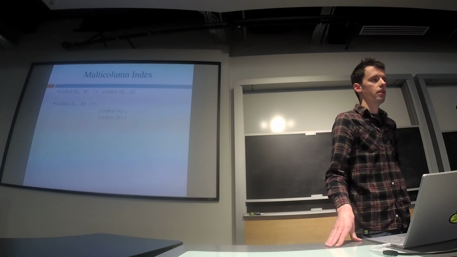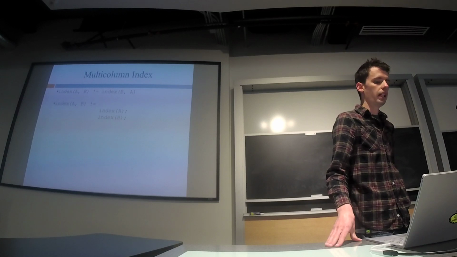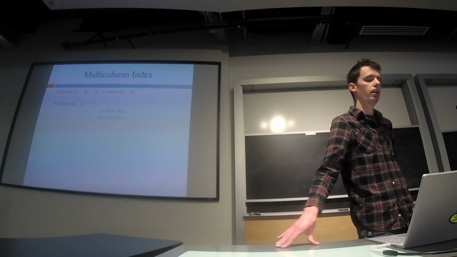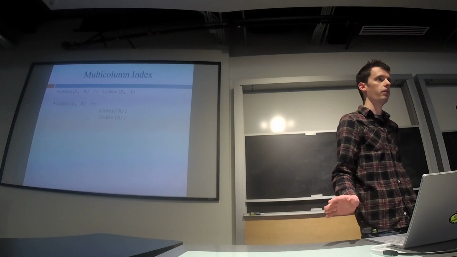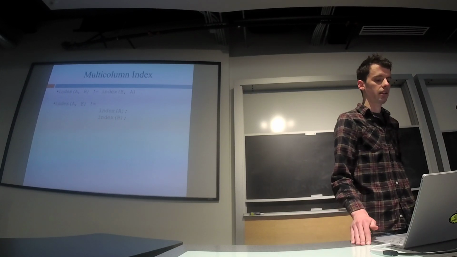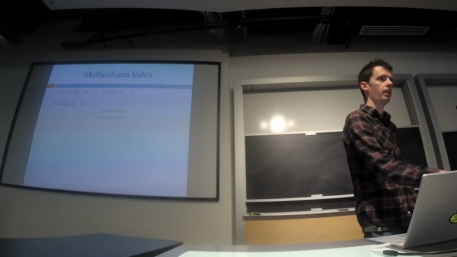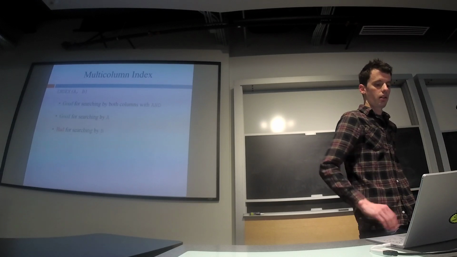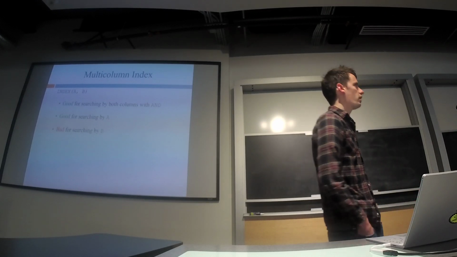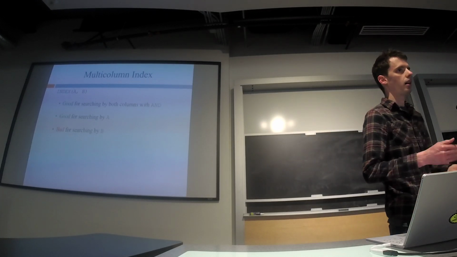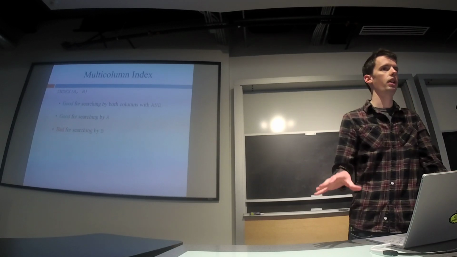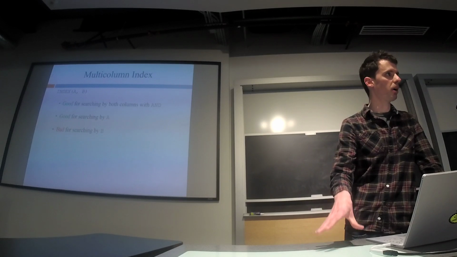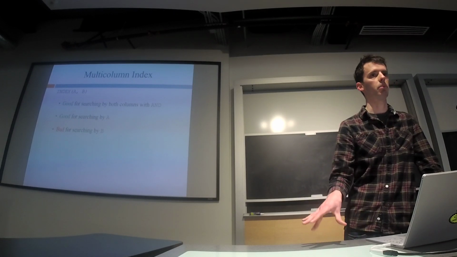Okay, so just to summarize, an index on A,B is not the same as an index on B,A. They support different kinds of queries. And an index on A,B is not the same as an index on A plus an index on B. A multi-column index on A comma B is good for searching by both of those with and. It's good for searching by just A. It's bad for searching by B.